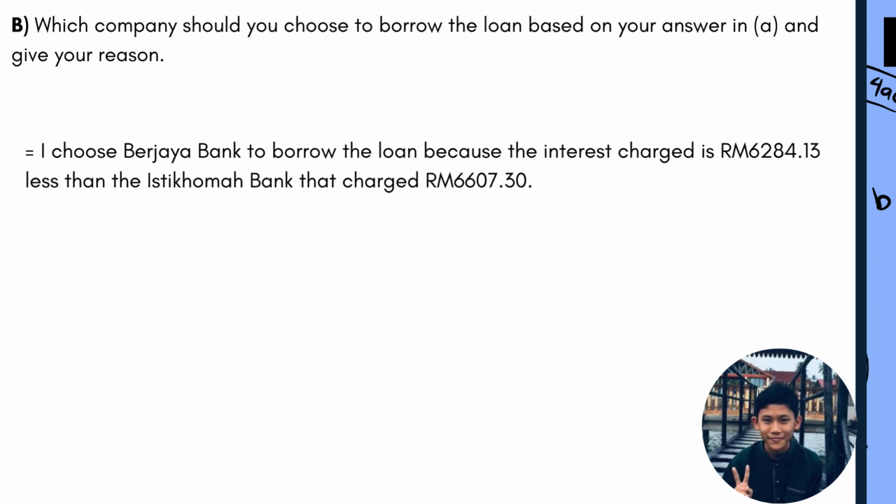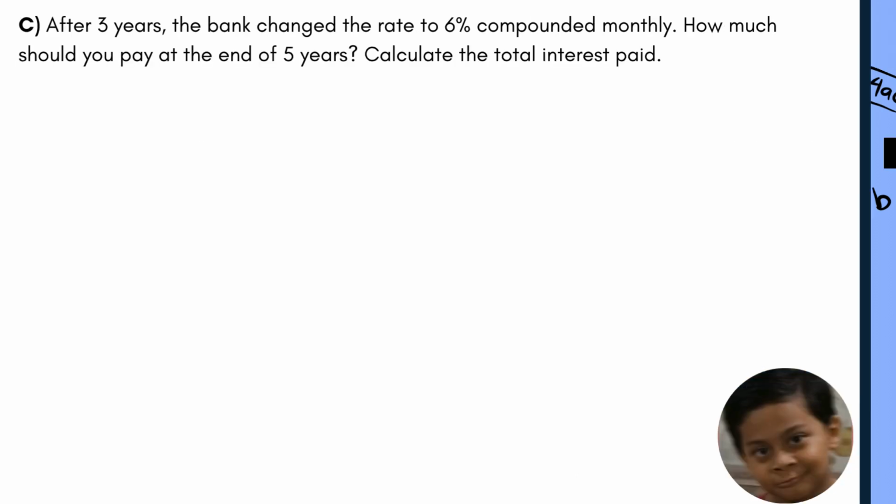Question B. Which company should you choose to borrow the loan based on your answer in question A, and give your reason? The answer is, I choose Berjaya Bank to borrow the loan because the interest charge is RM6,284.30, which is less than Istiqomah Bank, which charged RM6,607.30.